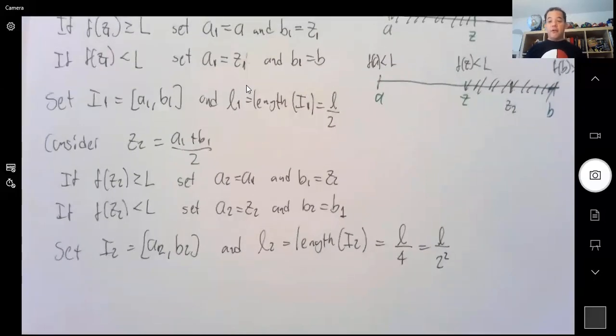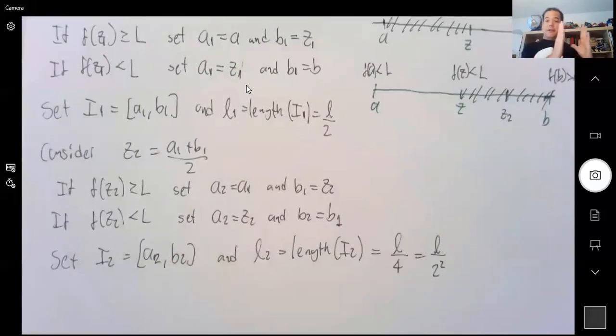Is it clear? So every time you have an interval, depending on the sign you get when you apply the function at the midpoint, you pick either the right one or the left one. I think I have a mirror symmetry in my camera, so maybe I'm doing left and right opposite. But you pick one of them, the one that has you going from less than to greater than, right?